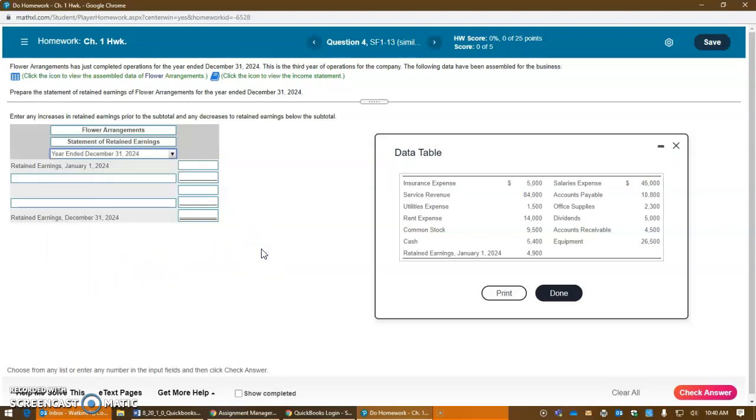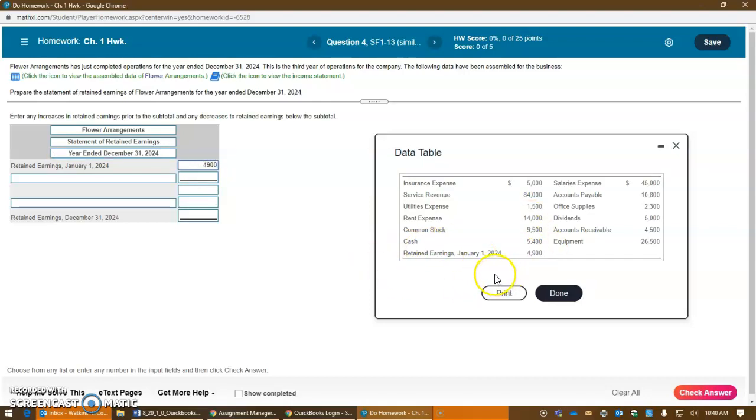All right, so the statement of retained earnings basically tells us how much money we have reinvested or put back into our company for a particular period. So we've got to start off with the beginning balance that was left over from the prior year. So that would be January 1st, 2024. That's the beginning balance, okay? And you can see that number was given to you and it's 4,900.